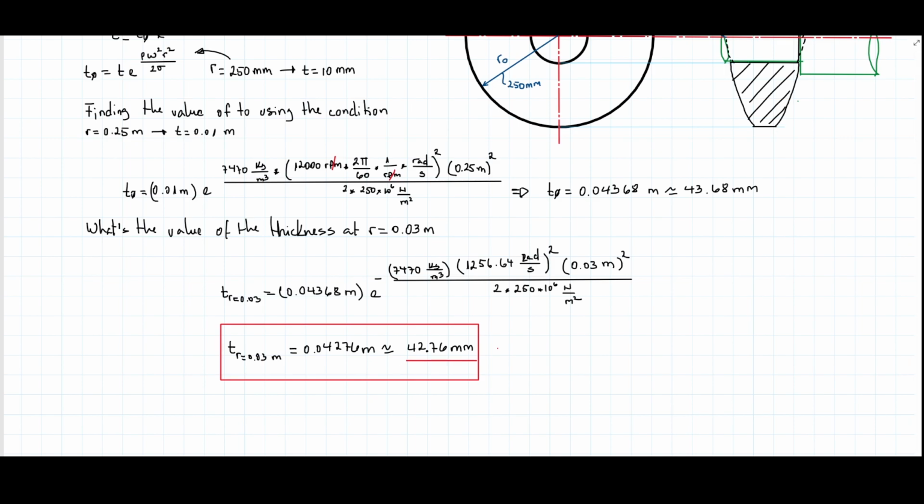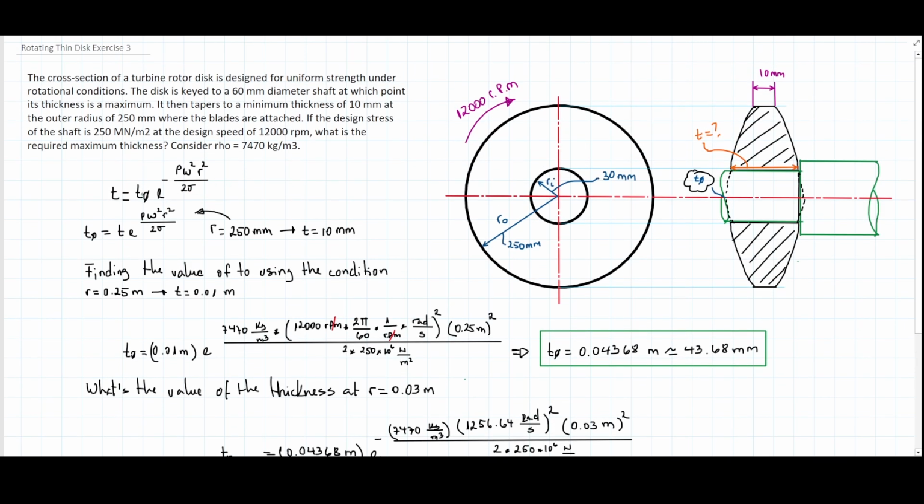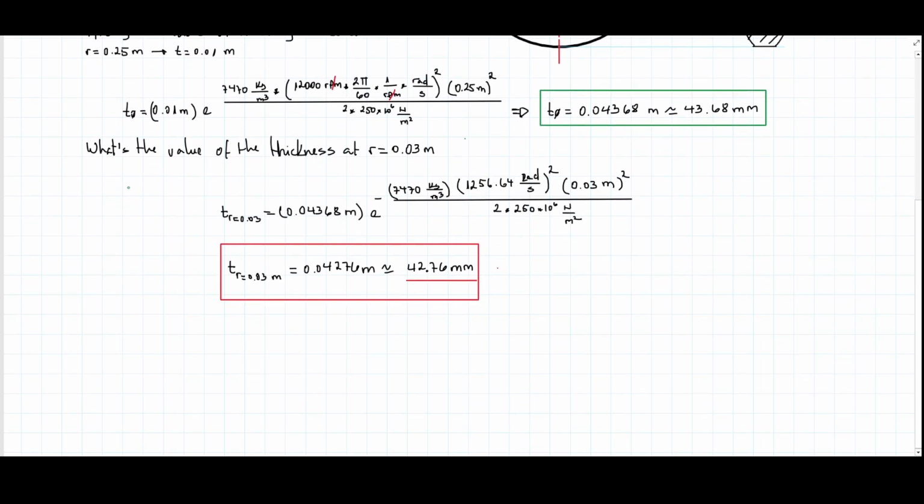And this is not the final answer, but let me just put it like this. Then, having found the value of T0, we can answer the question by asking the formula: now that we have found T0, tell me the thickness of the disk when the radius is 30 millimeters or 0.03 meters. And the result is 42.76 millimeters. And that's it. Most problems of this nature are solved in this manner. You have a formula and certain conditions. Then you use those conditions to find any unknowns in the formula that you're using, and then answer the question.